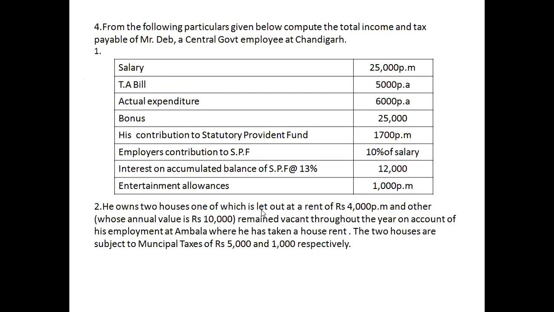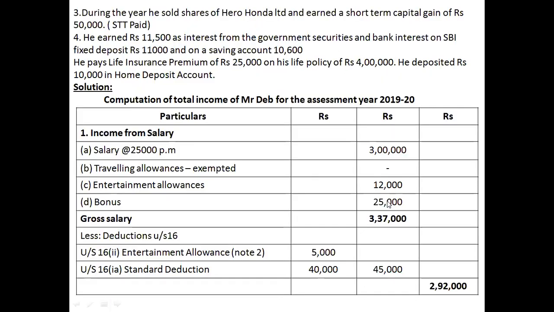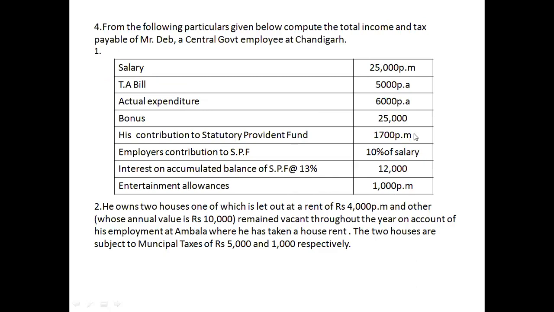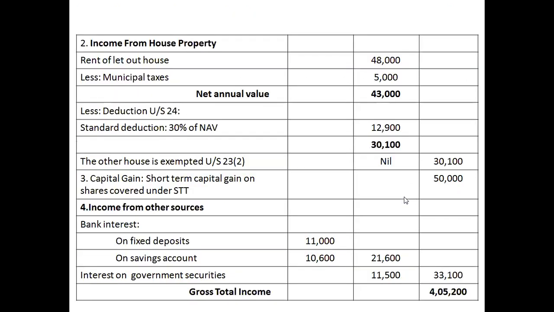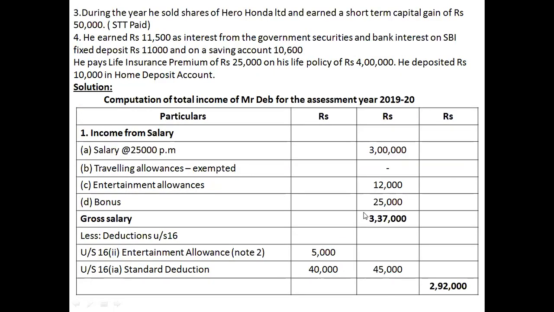Next, we have an entertainment allowance. They've given 1,000 rupees per month, so we write entertainment allowance 1,000 into 12, and you will get 12,000 rupees. They have also given a bonus of 25,000 rupees. With this information, we are going to consider income from salary. When you add 3 lakh plus 12,000 plus 25,000, you will get 3 lakh 37,000 rupees.